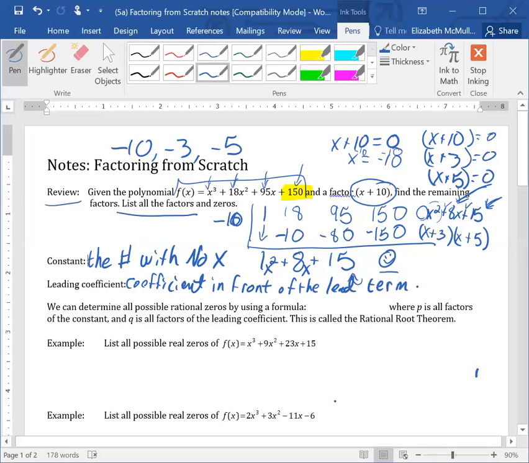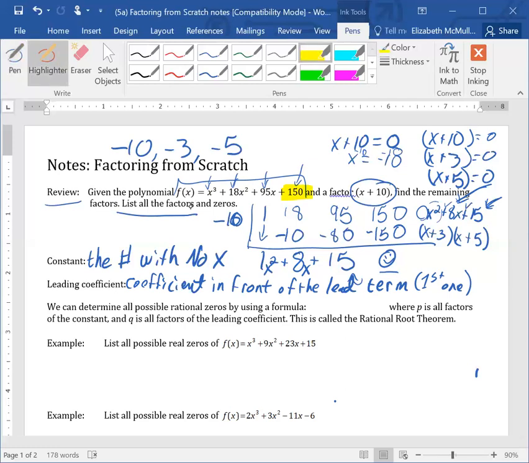Okay, so the very first one. Again, this is something I've mentioned, but not specifically said. Looking at our equation up here, the number in front of our first term. What's the number in front of that x cubed? In our case, this is a 1. So our leading coefficient here would be 1.